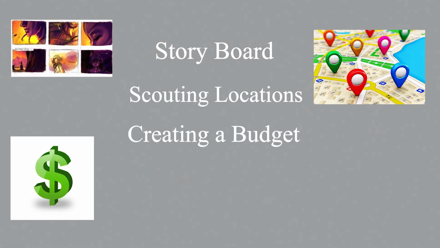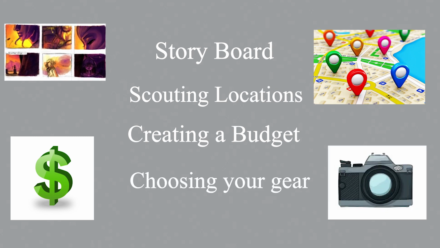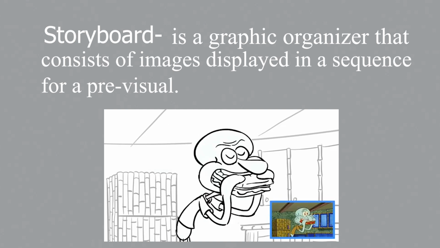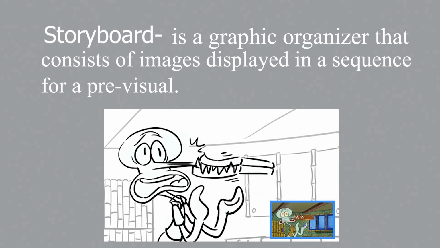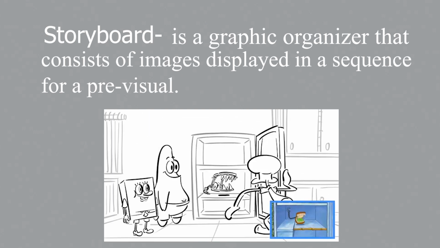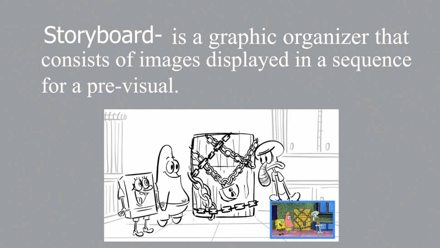And so there are some elements that are involved with pre-production, such as storyboard, scouting your location, creating a budget, and choosing your gear. So these are all different elements that are involved with pre-production but are not limited to. The definition of storyboard is a graphic organizer that consists of images displayed in sequence for a pre-visual. So any TV show that you have watched, any cartoons, or anything with a visual behind it, somebody thought of the idea first before actually executing it on film.